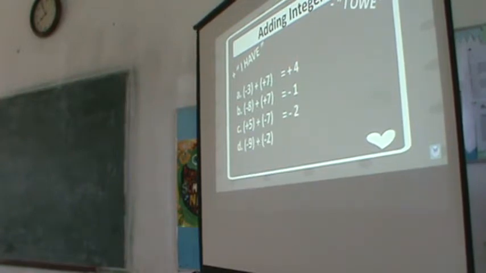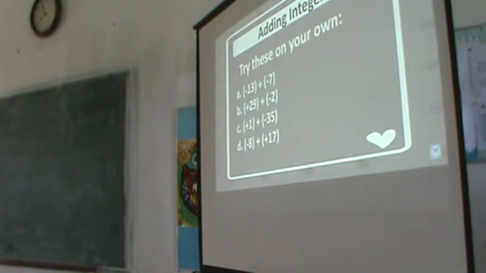Let's go to D, the last example. This time I'm owing 9 rand and then I'm owing 2 rand. So the total of what I'm owing, because I only owe money, is 11 owed. So negative 11. Now I'd like you to try these on your own.